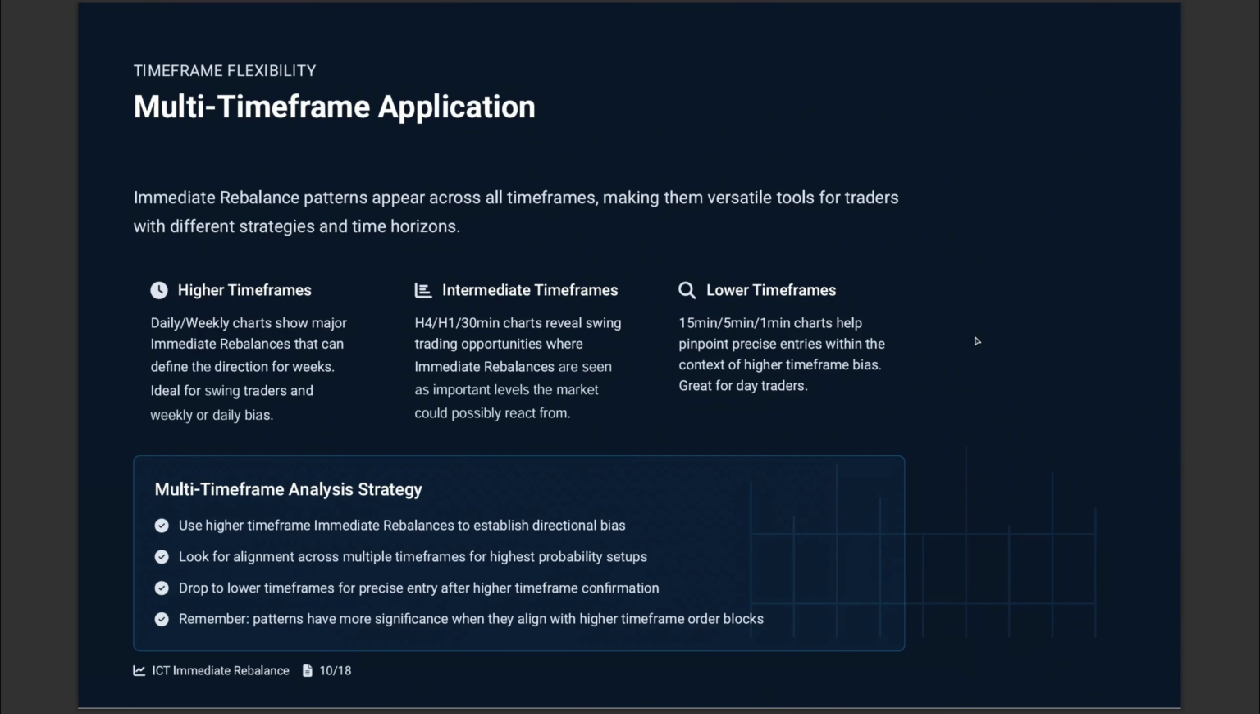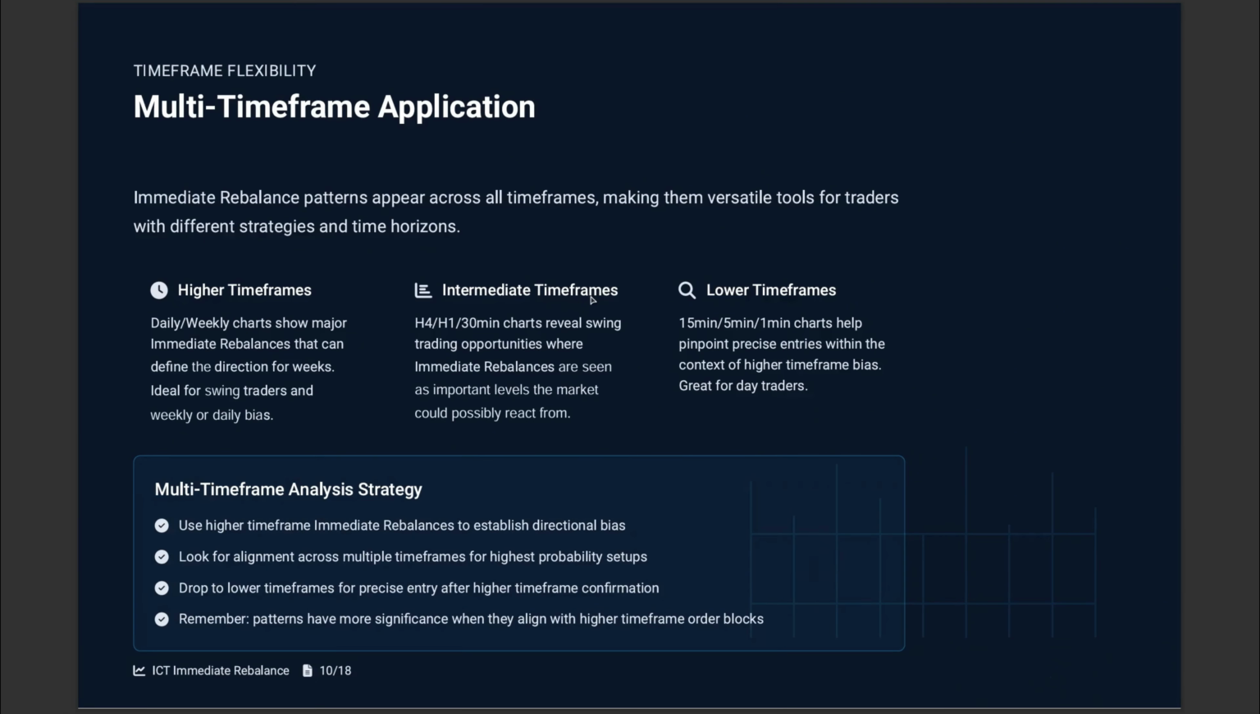Multi-time frame application. So immediate rebalance patterns appear across all time frames, making them versatile tools for traders with different trading strategies and time horizons. So higher time frames. Daily/weekly charts show major immediate rebalances that can define the direction for weeks. Ideal for swing traders and weekly or daily bias. So if you're someone that's looking for a weekly or daily bias, you can definitely use the immediate rebalance to see where the week or the next day will be heading towards.